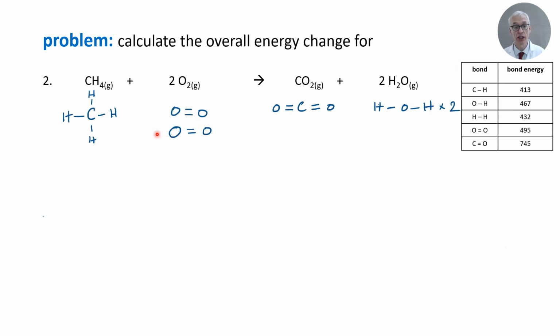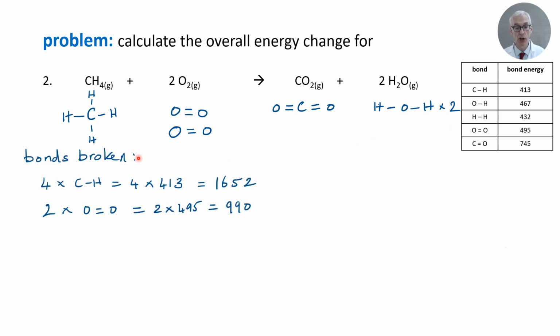Okay, so the first thing to do is to identify the bonds broken and made. So carbon, hydrogen 4 times, oxygen, oxygen double twice. Carbon dioxide is carbon double bond oxygen, carbon double bond oxygen. Water, oxygen, hydrogen, but there's 2 moles of it, of course. So the bonds broken, 4 times the carbon, hydrogen, 1652, 2 times the oxygen, oxygen double, comes to 990. Totals plus 2642. Bonds broken are given a positive sign.